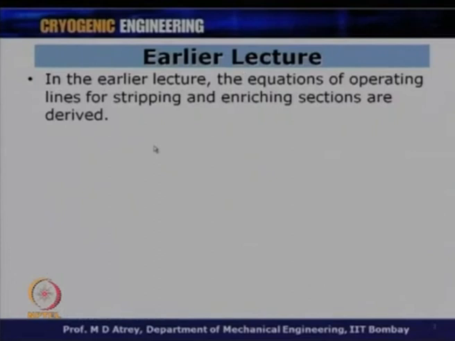In the earlier lecture, in addition to what we just talked about, we also derived the equations for the operating lines for the stripping section and the enriching section. The section above the feed is called the enriching section of the column, and the section below the feed is called the stripping section. We derived a relationship between the vapor fraction which goes up and the liquid molar fraction which comes down, and this is what we call the operating line for the stripping and enriching sections.